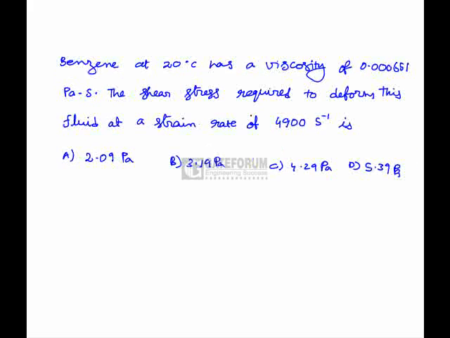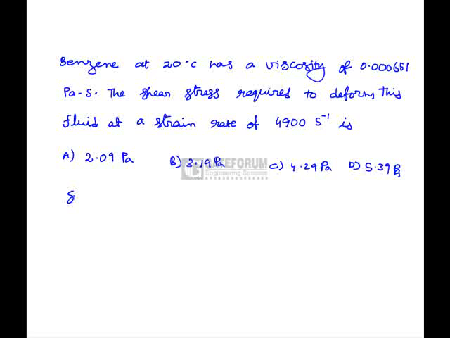A fluid at 20 degrees centigrade has a viscosity of 0.00651 Pascal seconds. The shear stress required to deform this fluid at a strain rate of 4900 per second is, the options are 2.09 pascals, 3.19, 4.29 and 5.39 pascals.